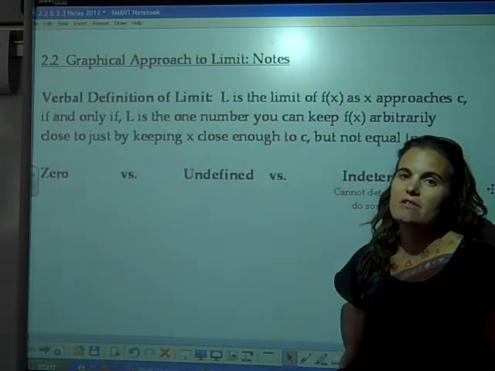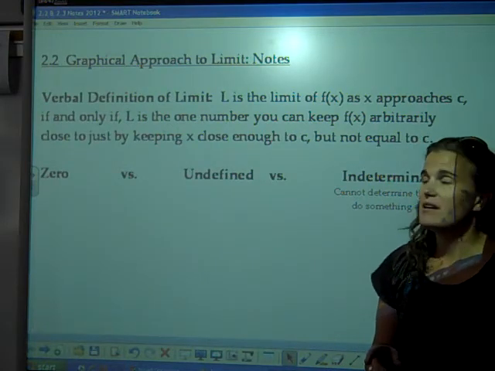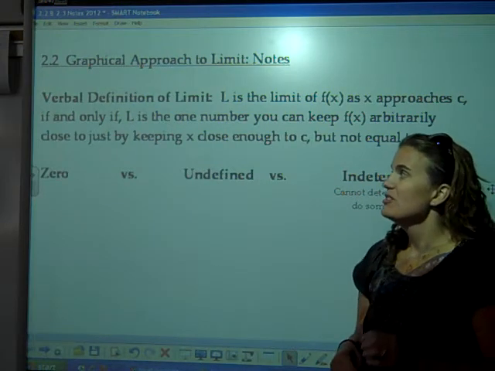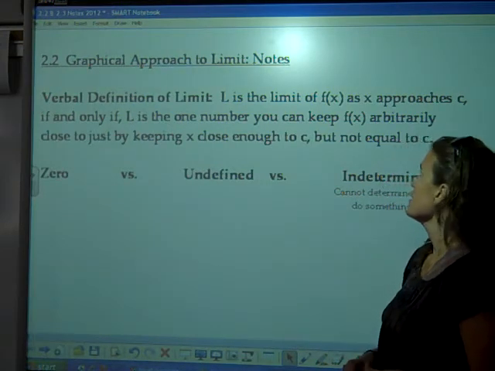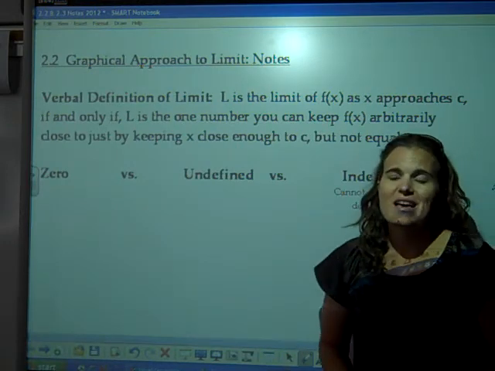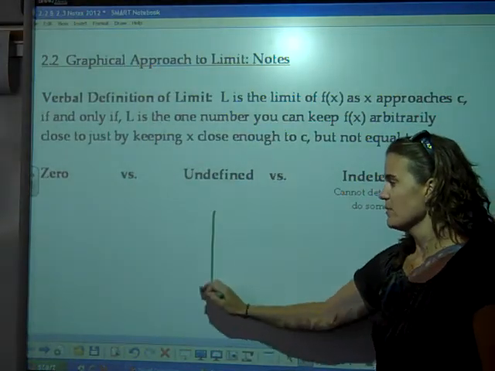So here's the verbal definition of limit. L is the limit of f of x as x approaches c, if and only if L is the one number you can keep f of x arbitrarily close to just by keeping x close enough to c, but not equal to c. I know that's just a lot of words, and the good thing is, hopefully by the end of the chapter, you should be comfortable with that.